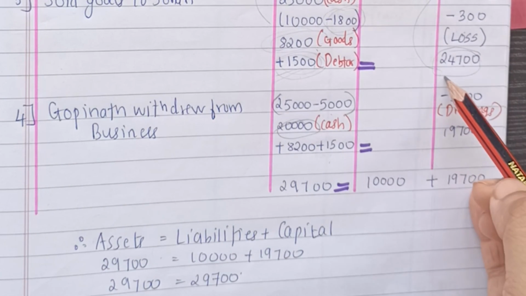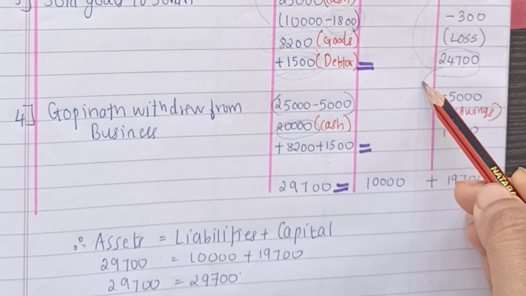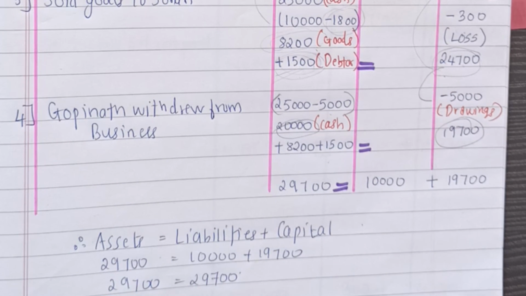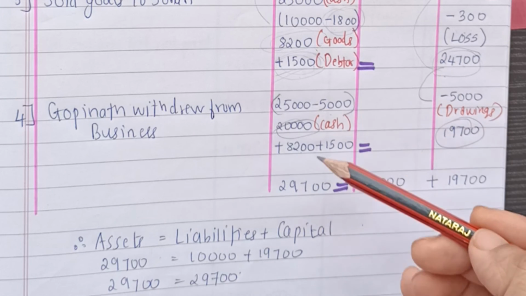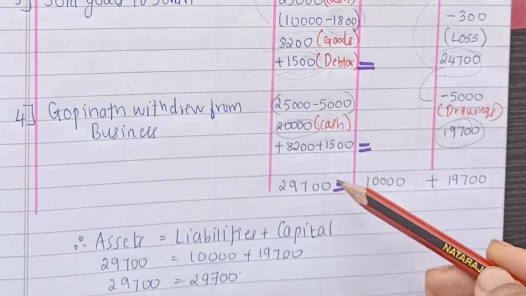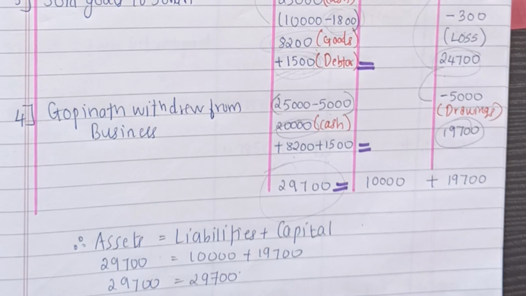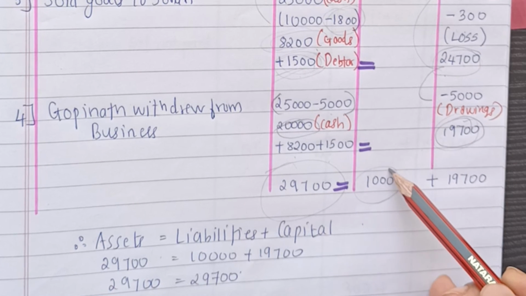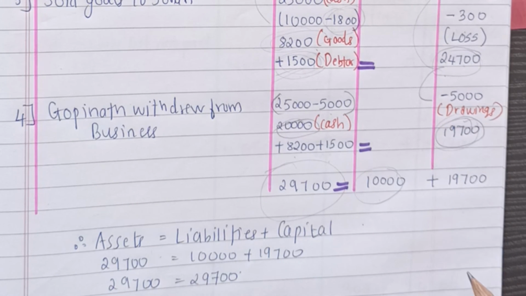Similarly, our capital was 24,700. We have to deduct 5,000 from it. We get it as 19,700. So at the end, what you have to do is just add it up. Like this amount 20,000 plus 8,200 plus 1,500, you will get it as 29,700. Similarly, this side you have 19,700 plus this amount, you will get it as 29,700.